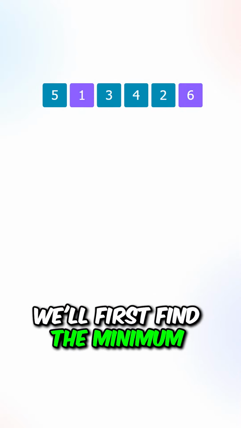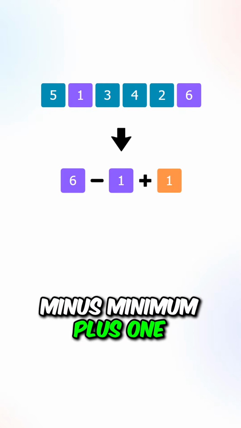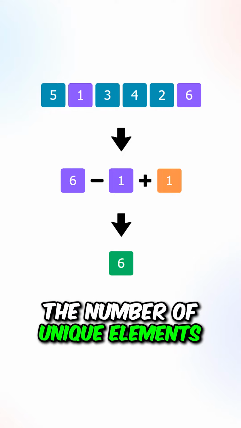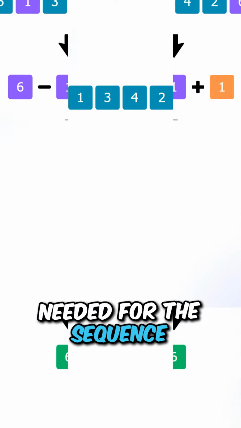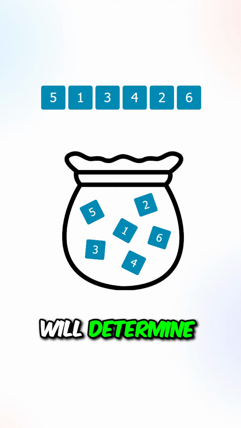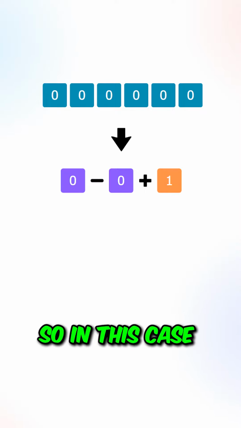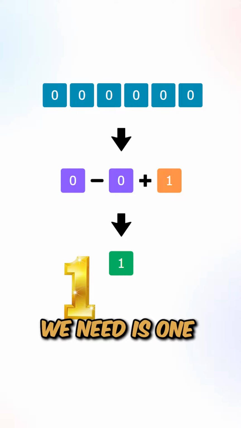We'll first find the minimum and maximum number. By calculating maximum minus minimum plus 1, we're able to determine the number of unique elements needed for the sequence. We can store all of the numbers inside hash sets, and then the size of the sets will determine the number of unique numbers. Now a side case we need to handle is when all of the elements are equal to 0, so in this case the number of unique elements we need is 1.